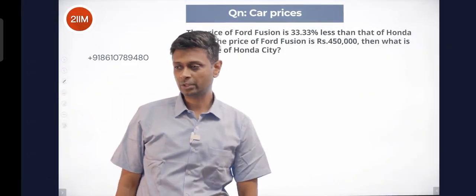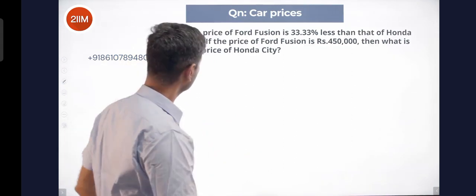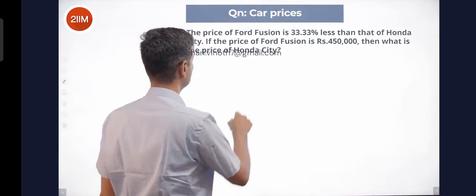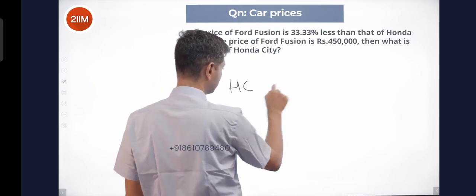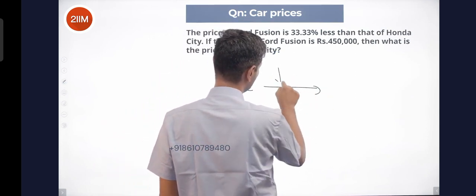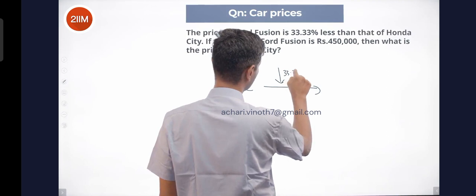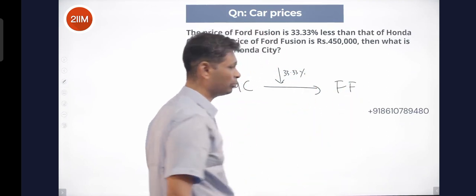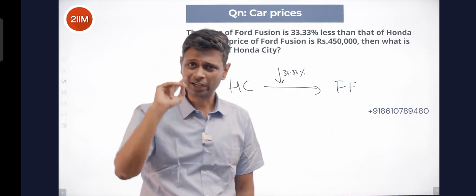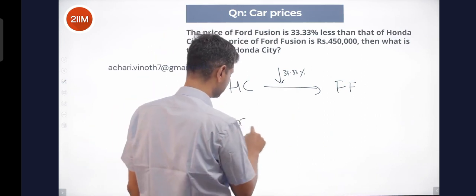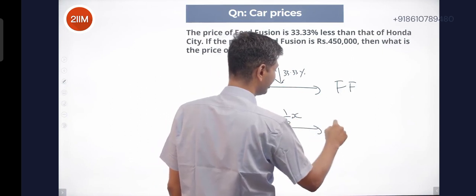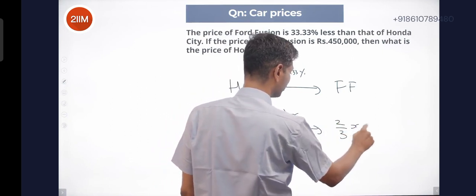Try this one. Excellent question. Ford Fusion is 33.33% less than that of Honda City. So if Honda City were at some number X, 33.33% lesser is Ford Fusion. 33.33% is 1/3. So this is 1/3 of X, and this will be 2/3 of X.